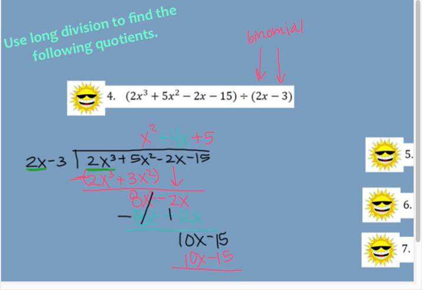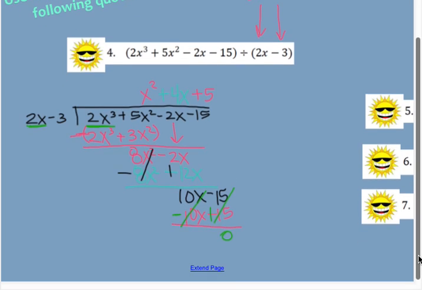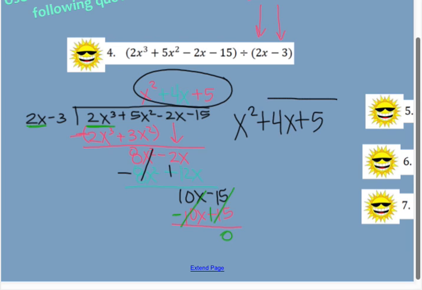And we would go ahead and we subtract. So I'm just going to change my signs. This is minus, this is plus, this is 0. So there is no remainder. Okay, so there's no remainder. And so it tells me to divide. My answer is what's left up top here. So it's x squared plus 4x plus 5. That would be what I would get.